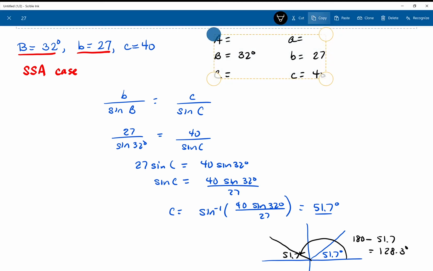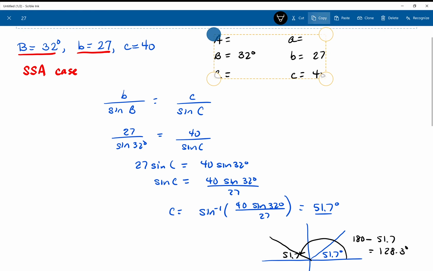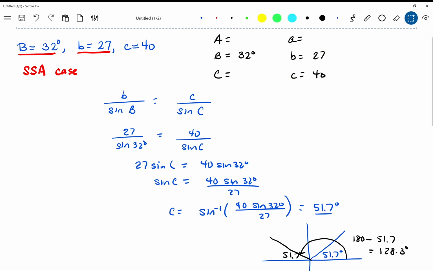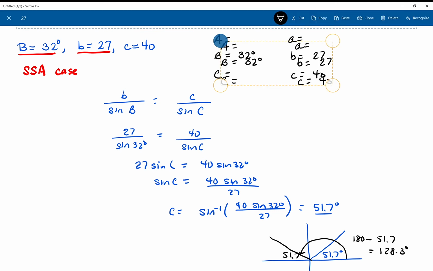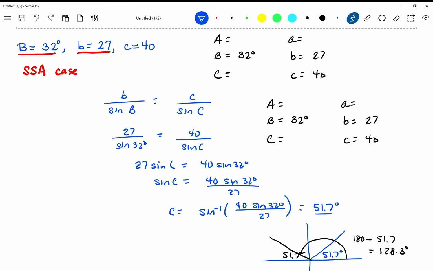So I'm going to make another listing here for all of these sides. Here's triangle 2, which I'm going to mark here, and this is triangle 1. Now I'm ready with this information. The original C was 51.7, so I'm going to put that one here, and the other C is 128.3 degrees.